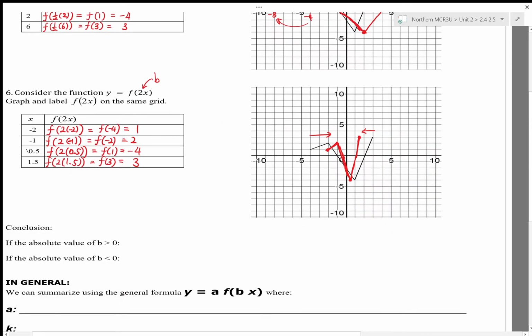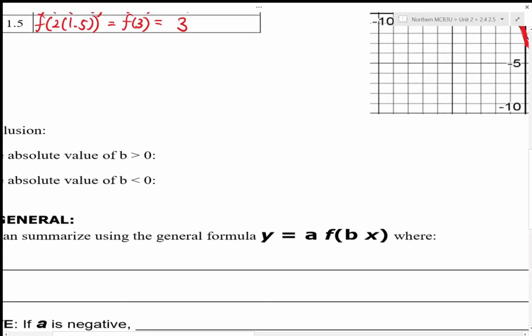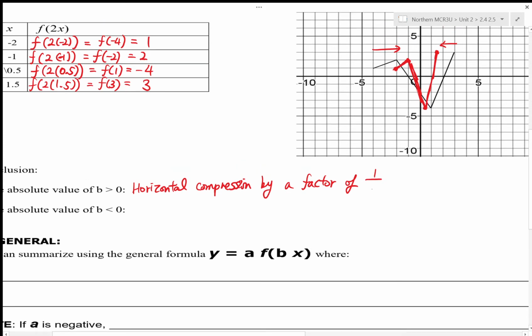So let's then conclude this. If you have the absolute value of b, meaning regardless of what the sign is, just the number itself, if b is greater than 0, it will be horizontal compression by a factor of. Now remember, the whole length became half of it. So by a factor of means you're multiplying something to it, in this case, half. So it will be 1/2, but in this case, we're just dealing with the b.